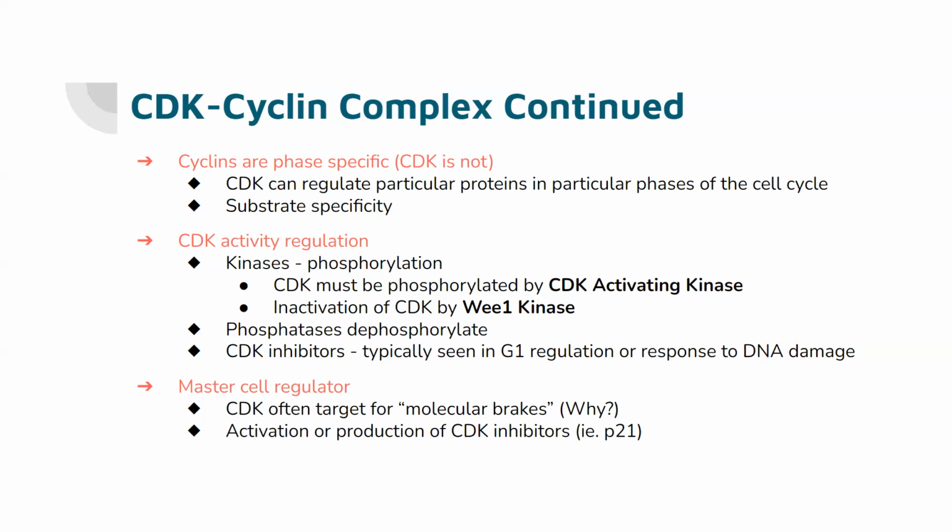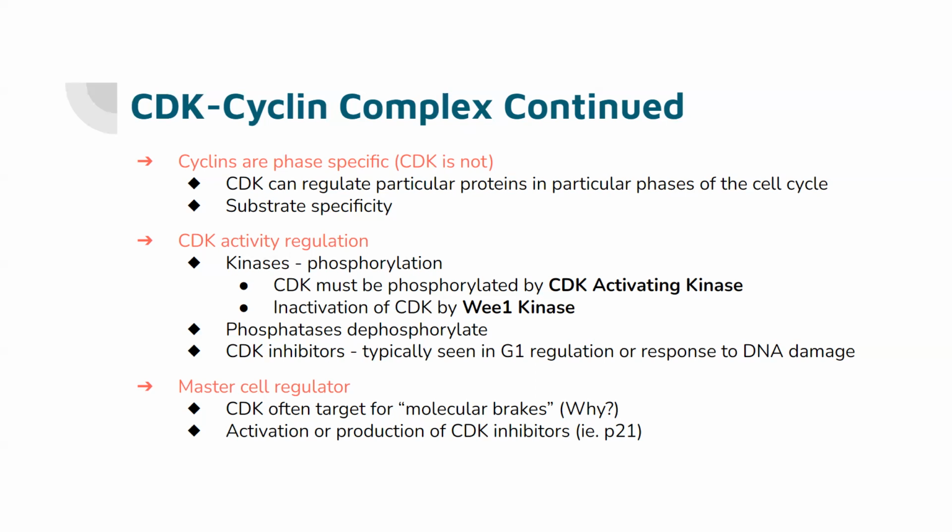For CDK, we have activation by CAK. That is an activating phosphorylation. We need a couple of things to happen for CDK to be active. We need it to be phosphorylated by CAK, and then we have inactivation by WEE1. That was the example we were talking about earlier. And as I mentioned before, phosphatases, if we are taking off a phosphate group, are just the opposite of a kinase.